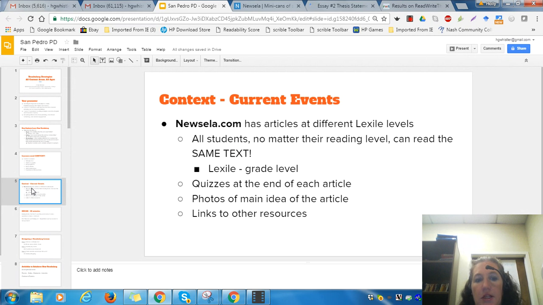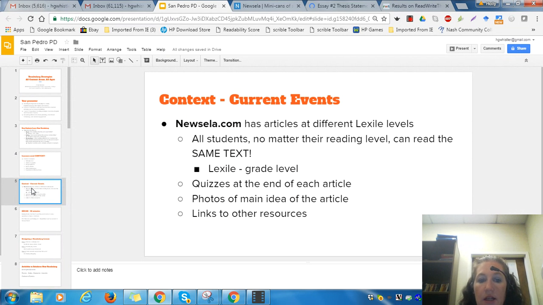One context that's really easy for students is current events. Students absorb vocabulary as they watch the news, as they listen to their parents discuss events. Newsela is a great tool for students and teachers because it has articles at different Lexile levels. So your entire class, no matter what their reading level is, can read the same text. Generally, Lexile is aligned with grade level.